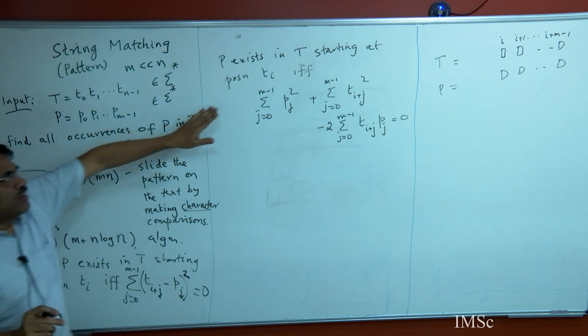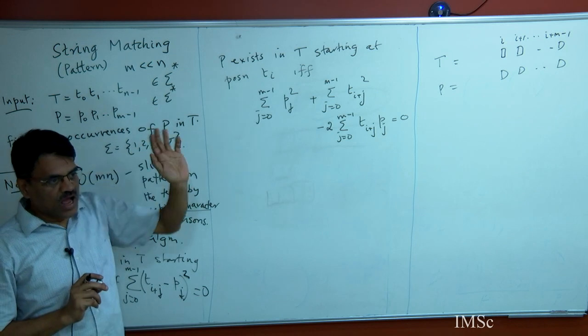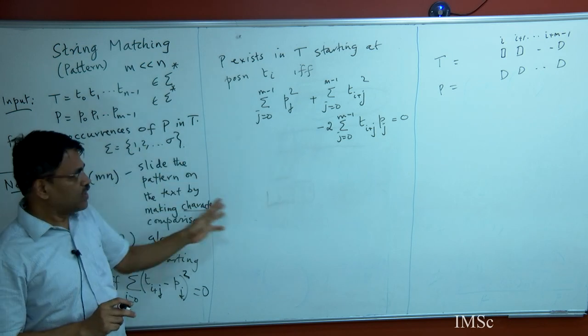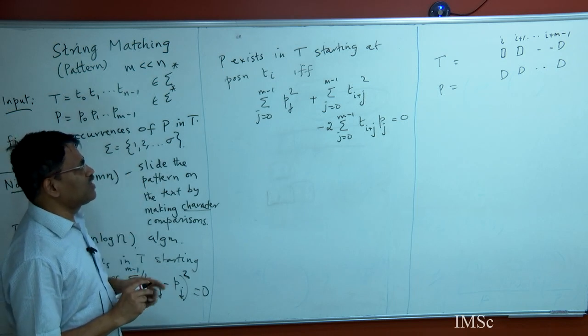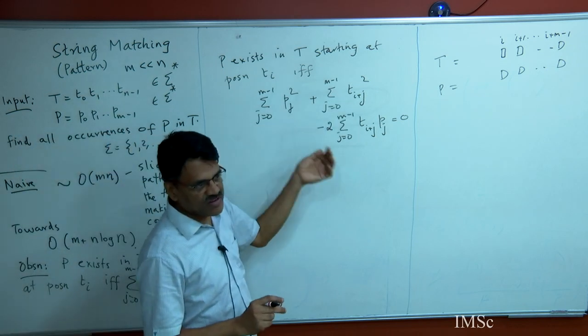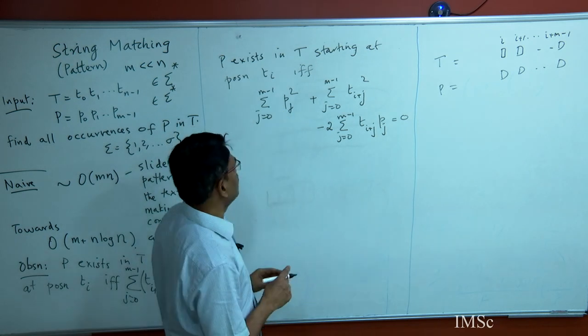So I don't know the i. Our goal is to find all such i for which this happens. So let's see how much time we need to compute these for a fixed i, or for all i rather.